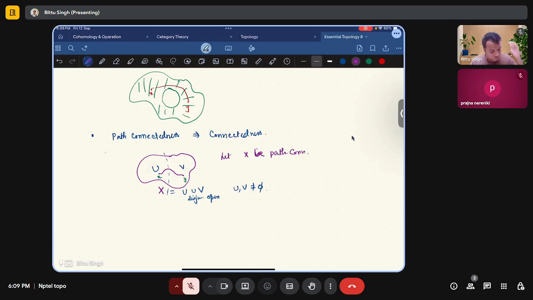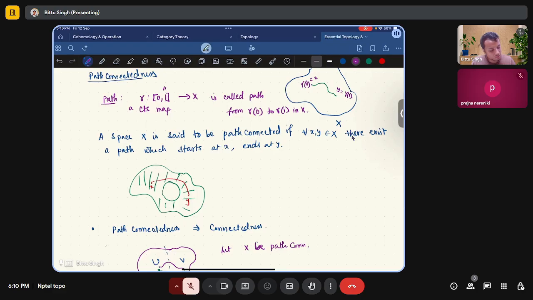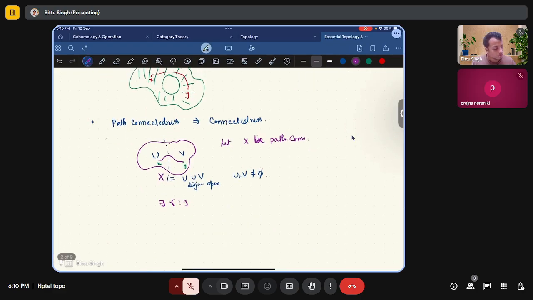So we assume path connected, so there exists gamma from the interval, the closed interval [0, 1], sometimes denoted by I, to X, such that gamma 0 equals x and gamma 1 equals y. Then we can see that one part. So if we take gamma inverse of U, this is open, and gamma inverse of V, since gamma is a continuous map, the inverse image of an open set must be open.